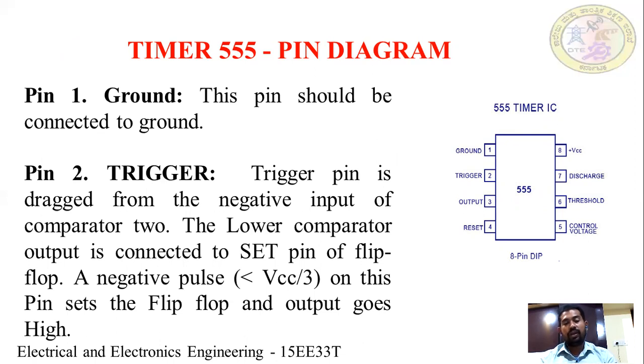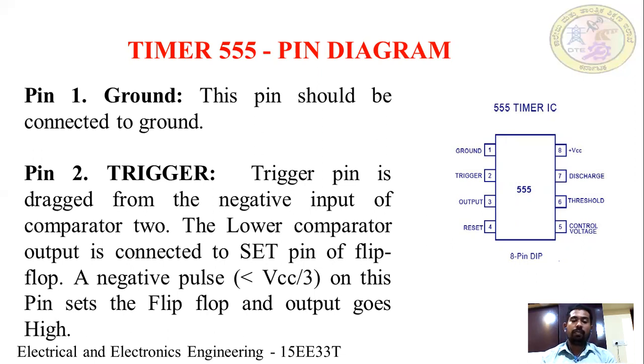Pin number 2 is for triggering purposes. It is also called the trigger pin, and it is connected to the negative input of the comparator. We use pin number 2 as the trigger pin; it is given to the negative input of comparator 2.